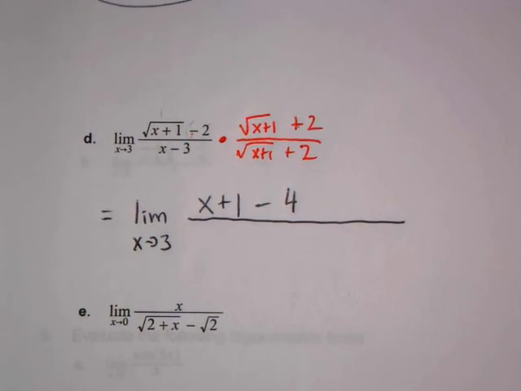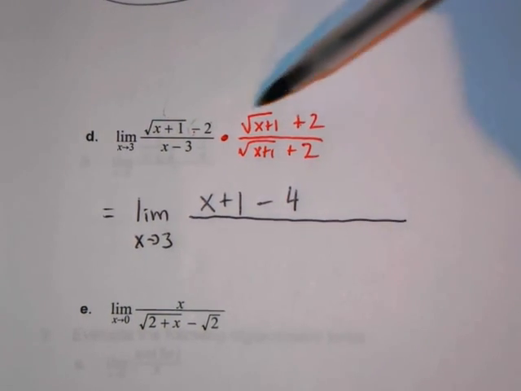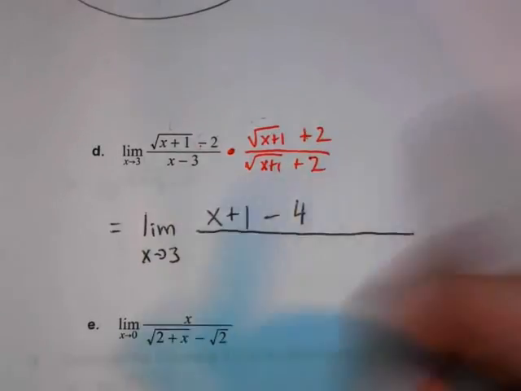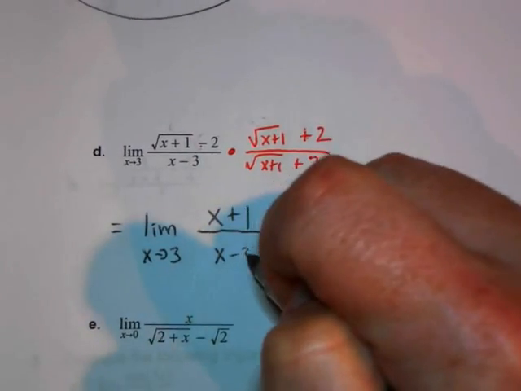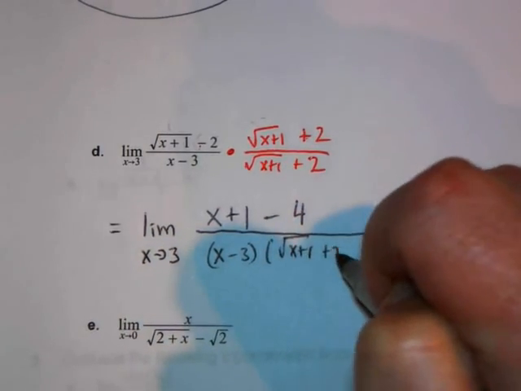Okay, now on bottom, I'm not going to FOIL it out, and we'll see why in just a minute here. Notice my square root started in the top. I multiply by the conjugate. I FOIL out the top, but I'm not going to FOIL out the bottom. I'm going to leave it as x minus 3 times square root of x plus 1 plus 2.